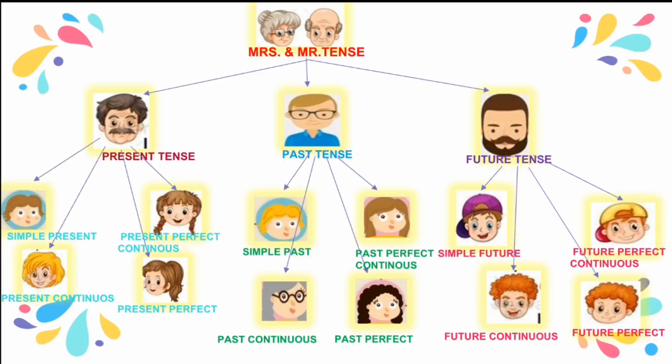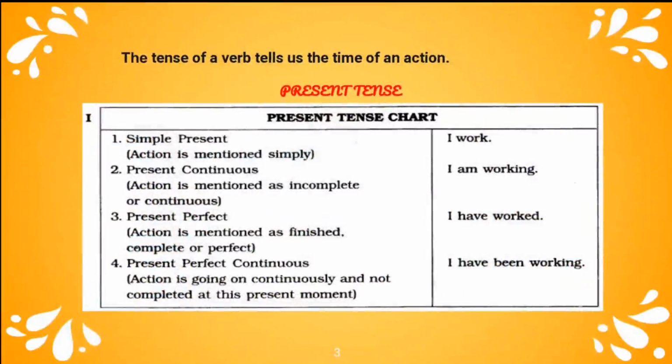Now let's learn in detail what is there in present tense. The tense of a verb tells us the time of an action. So the tenses are divided into 3. The first one we have seen is present tense, and we are going to do present tense now. We have seen simple present. In simple present, the action is mentioned simply.